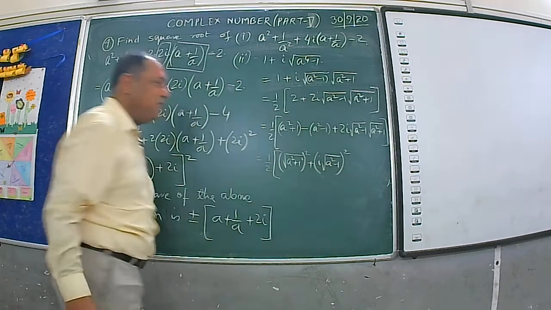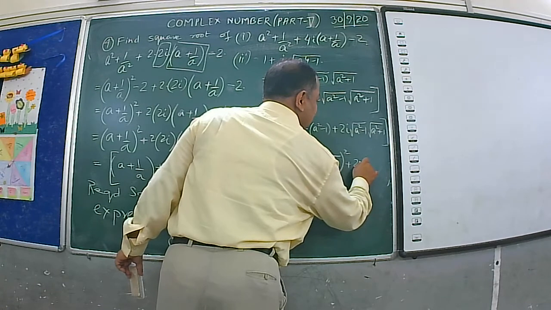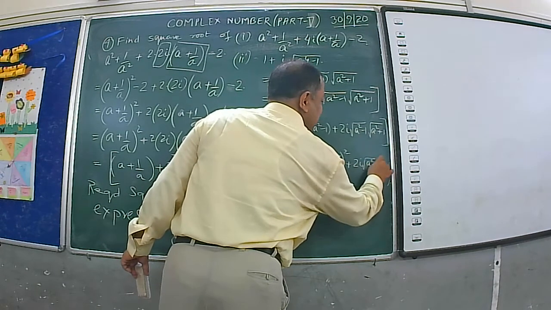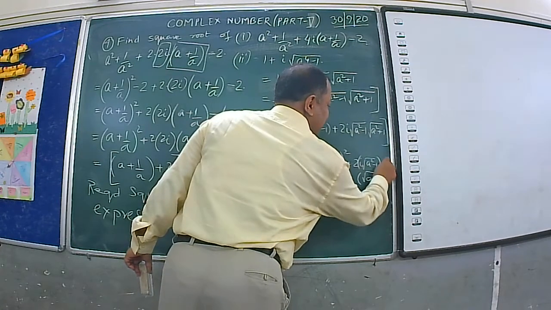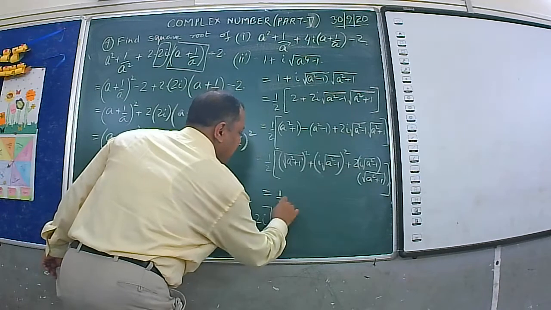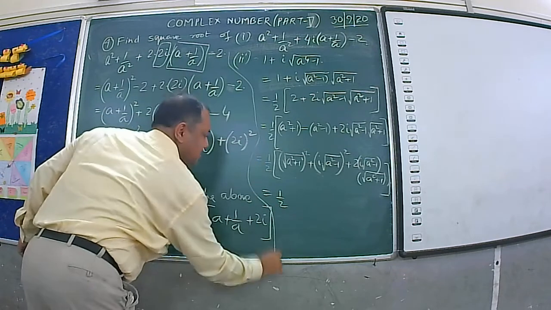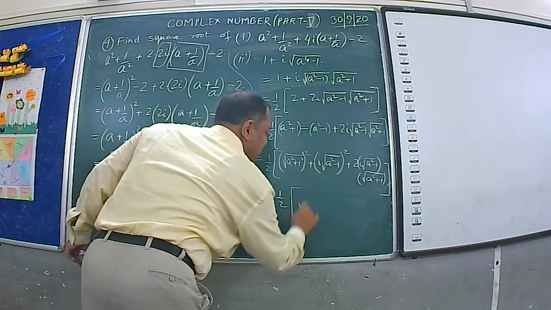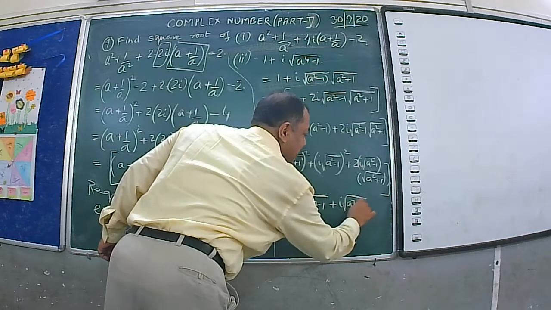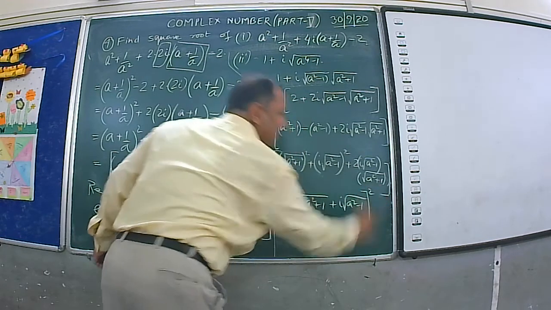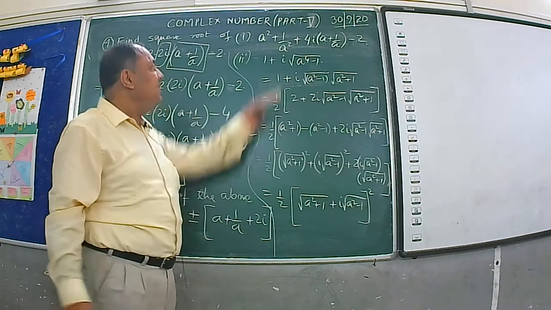This is my capital B form, iB plus 2i root over a square minus 1. This is A and this is the B portion, which may be written as half root over a square plus 1 plus i root a square minus 1 whole square. Yes, I am able to express the given expression.